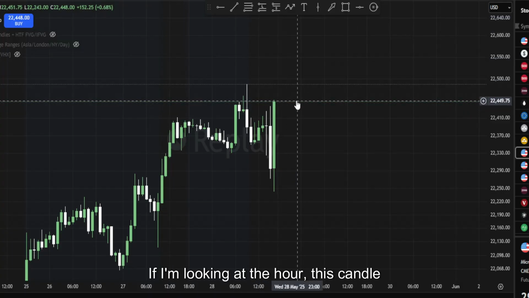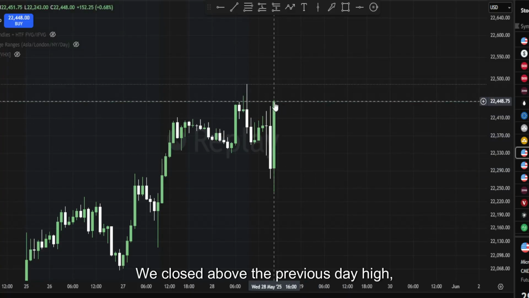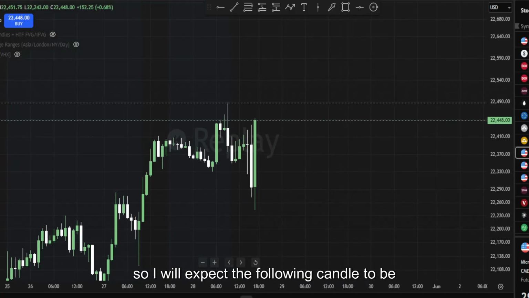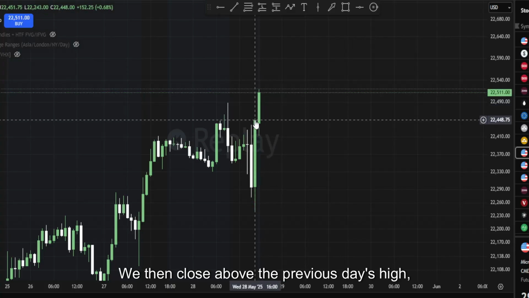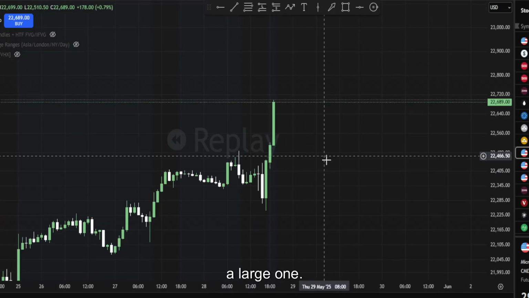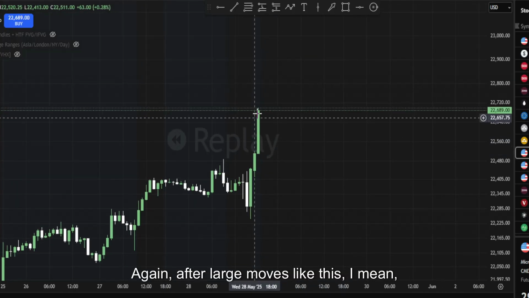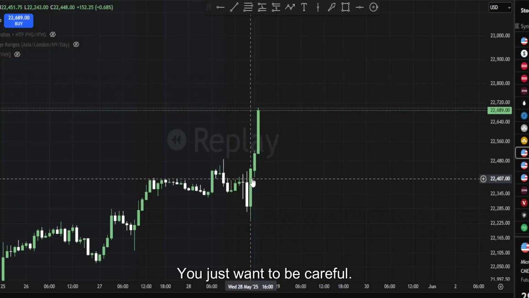So if I'm looking at the hour, this candle here, actually completely in gold, we closed above the previous day high. So I will expect the following candle to be another bullish candle, which we get. We then close above the previous day's high, so I would expect another move higher, a large one. Again, after large moves like this, I would expect another bullish candle. You just want to be careful.